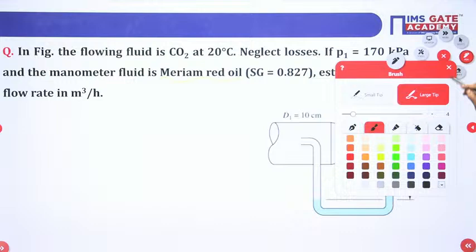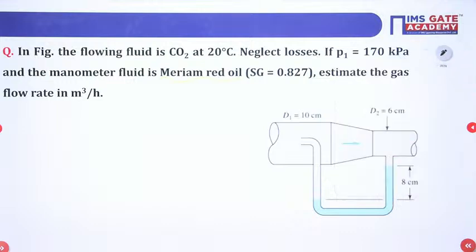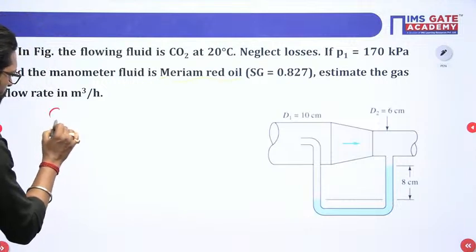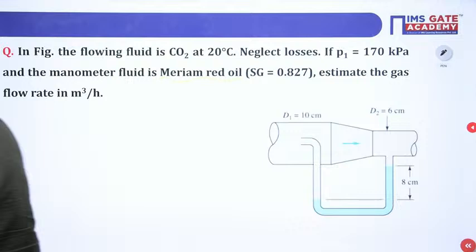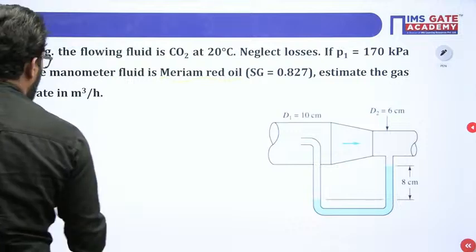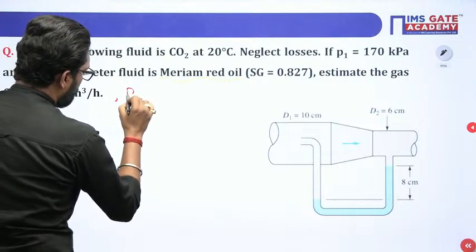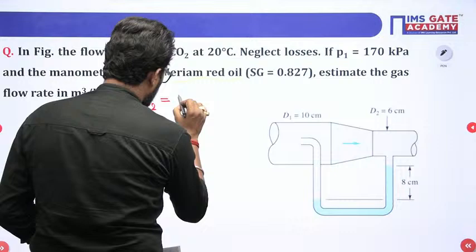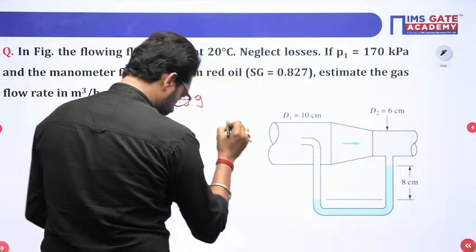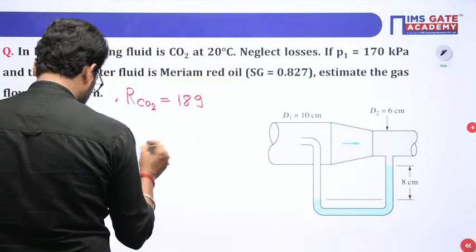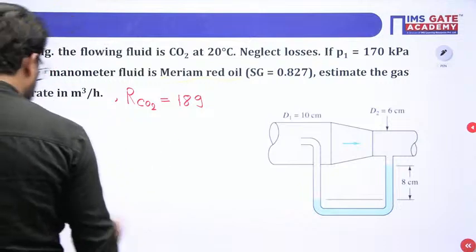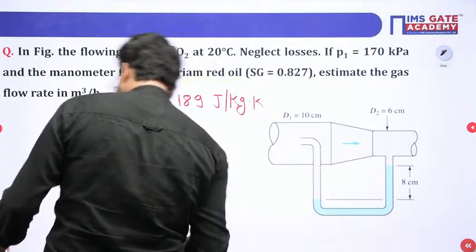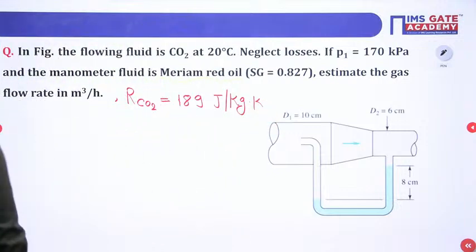How? Please see. First, there is carbon dioxide, and some value is given. What is the value given? R of carbon dioxide is given. The gas constant of carbon dioxide is 189 joule per kg Kelvin. It is given in the question.